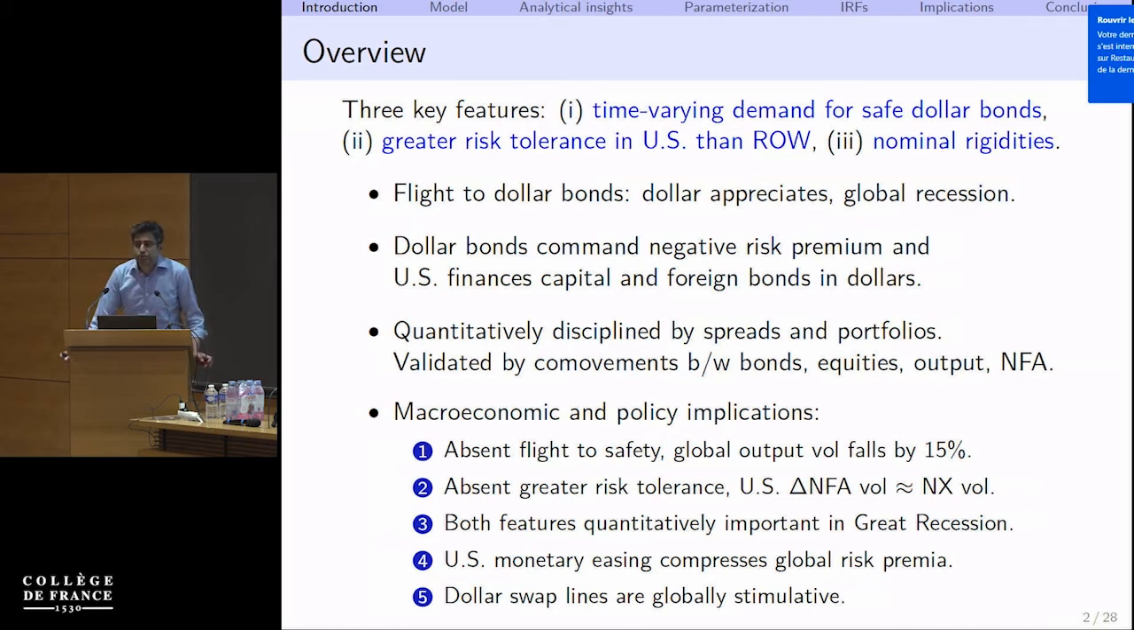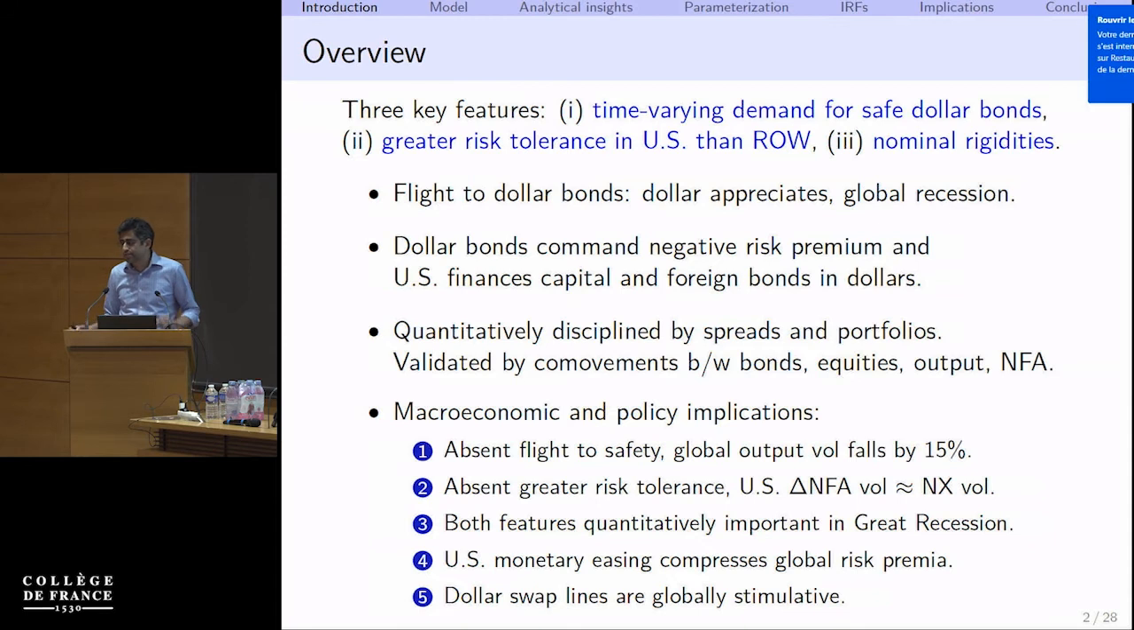Second, in terms of the external balance sheet, absent greater risk tolerance in the US than the rest of the world, valuation effects, which have been characterized in the work of Elaine and Pierre Levier, among others, would no longer stabilize the US external position. And so US net foreign asset volatility would effectively reflect US net export volatility. Third, we argue that both of these features were important in the Great Recession.